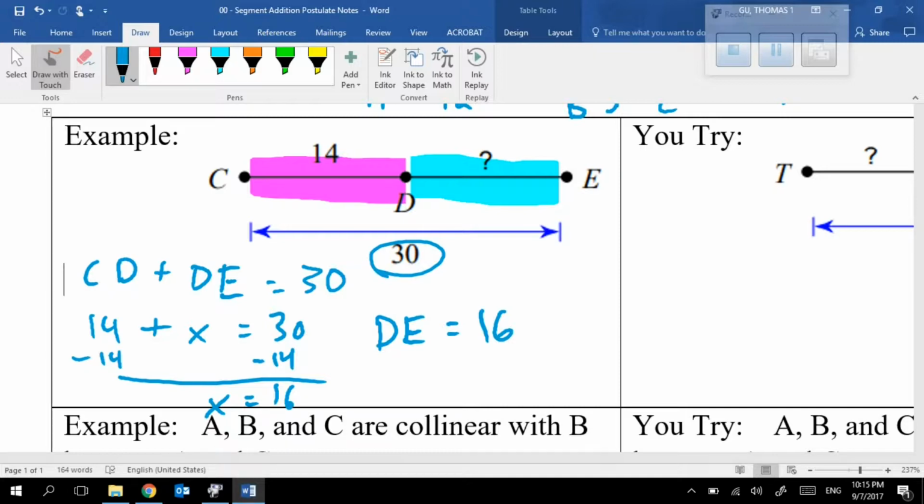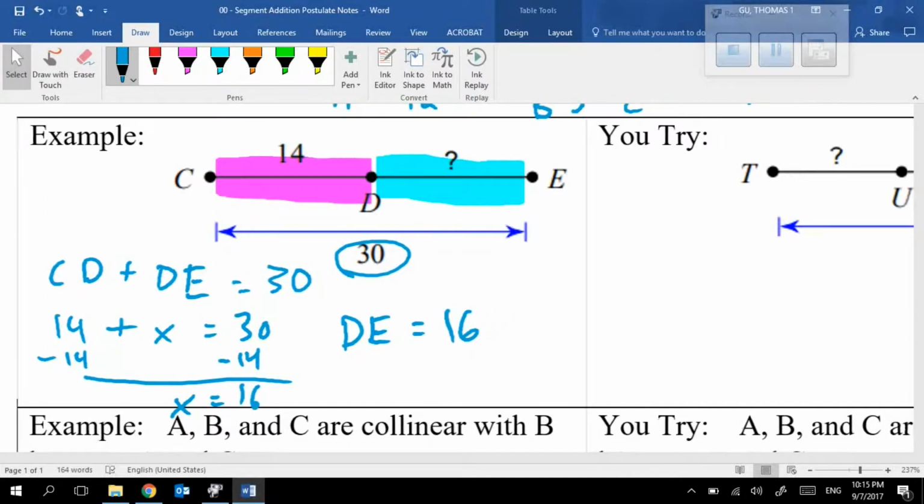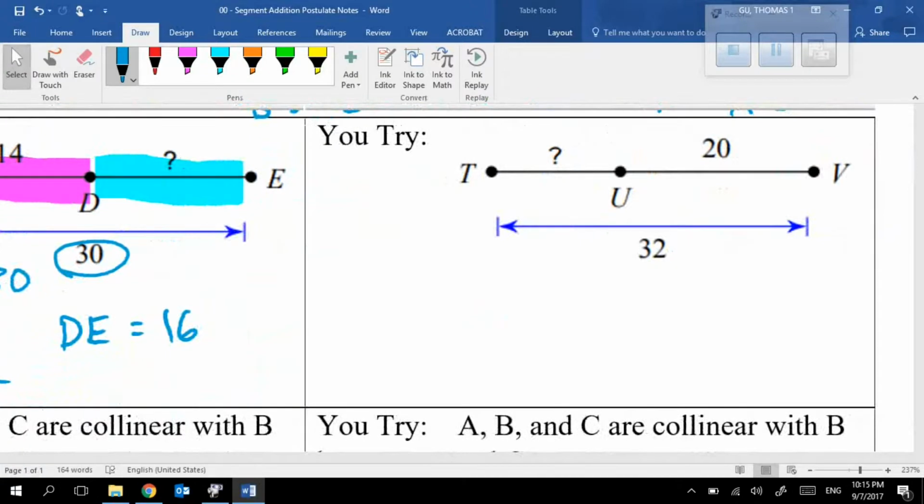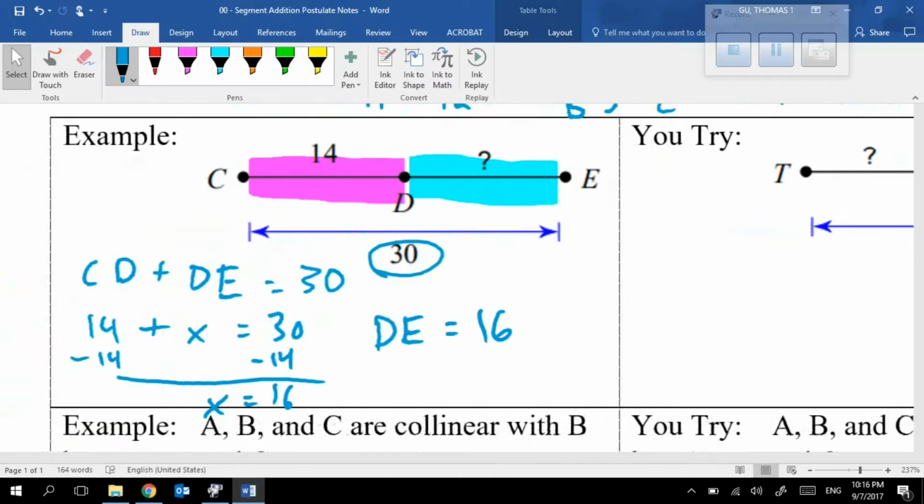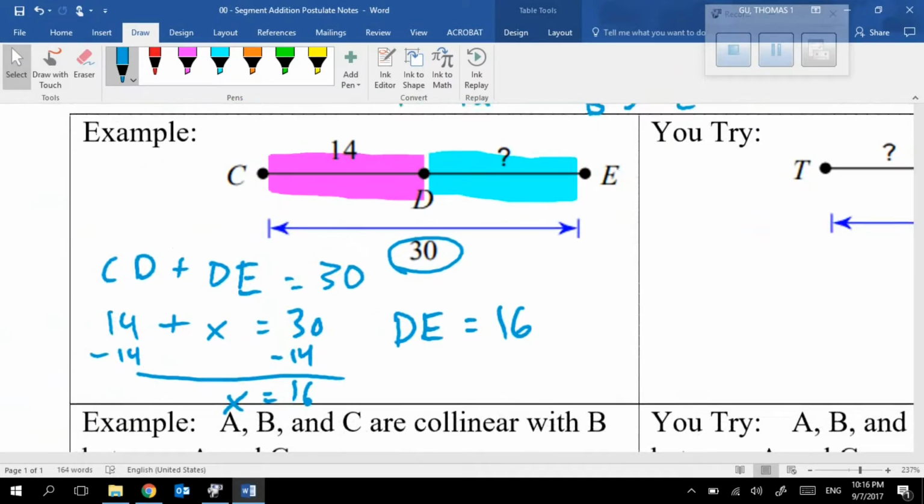All right, so on this one over here, it says you try. So we're going to have you guys try this one. Take a minute, do this one. We're going to pause the video, give you a little time to do this one, and then we're going to check your answer with Coach T, or the teacher that's in your room. Okay, let's go to the next one.